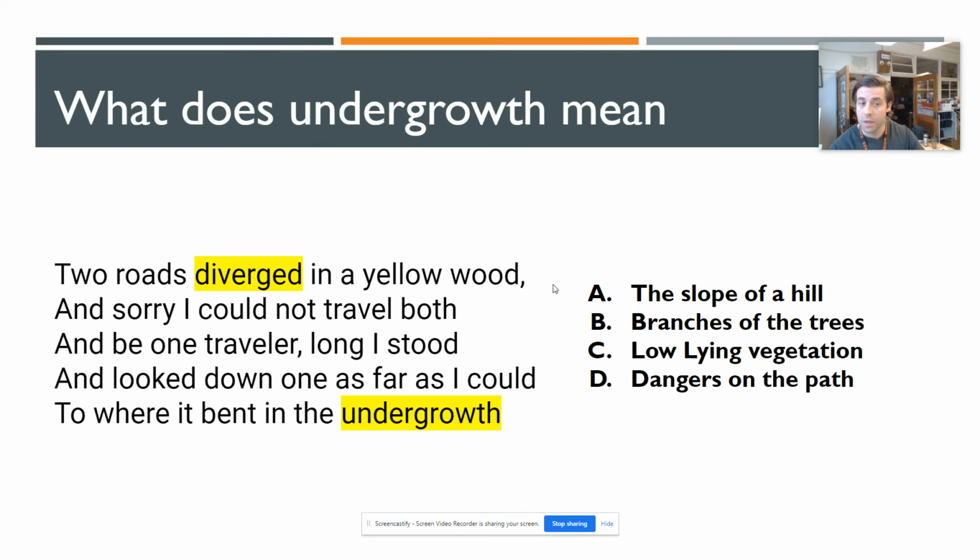All right, did you do it? So let's kind of break this down with the process of elimination. Could it mean the slope of the hill? Maybe, because if I could see a hill bending down. Could it be low-lying branches? Probably not. Or branches in the trees? Probably not, because just the term undergrowth makes it seem like it's under the trees. There's no real sense of danger, so my guess would be low-lying vegetation in a forest.